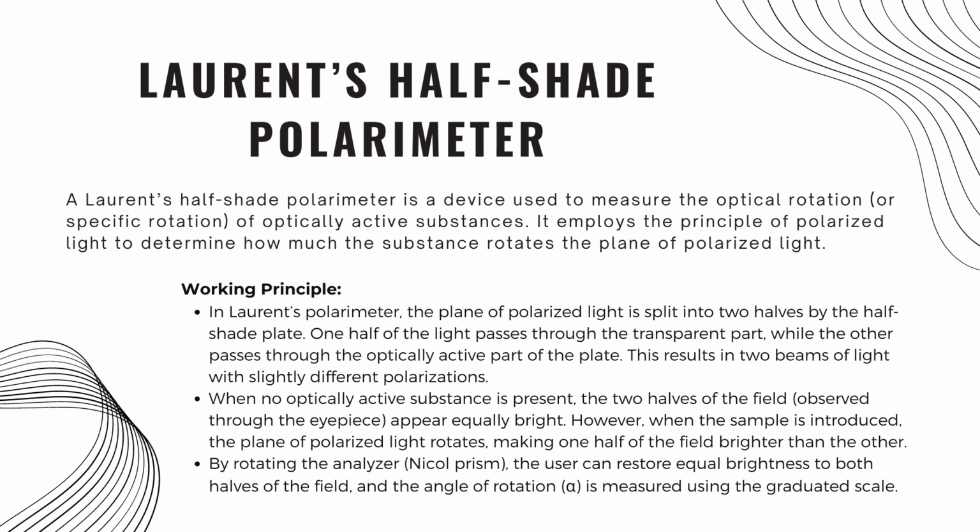When no optically active substance is present, the two halves of the field, observed through the eyepiece, appear equally bright. However, when the sample is introduced, the plane of polarized light rotates, making one half of the field brighter than the other.